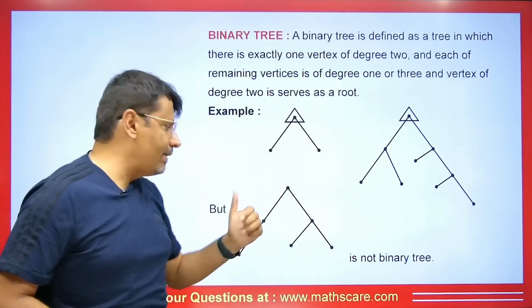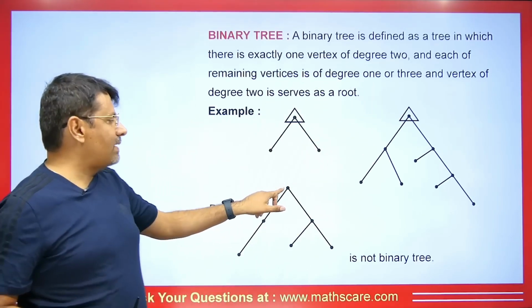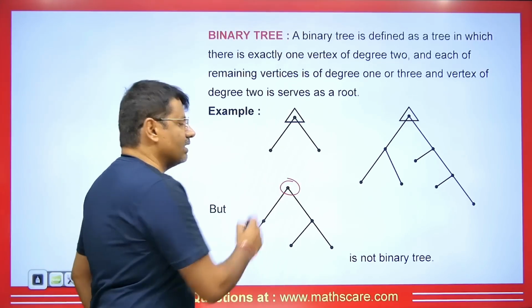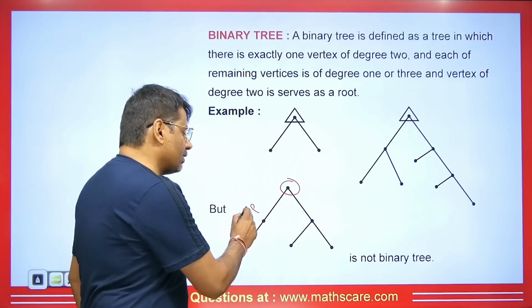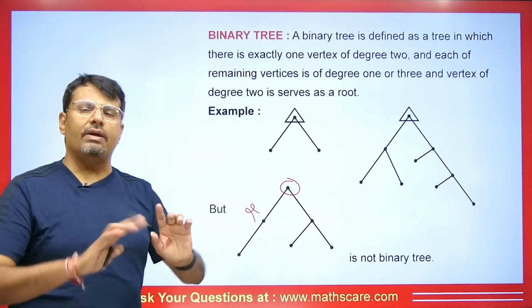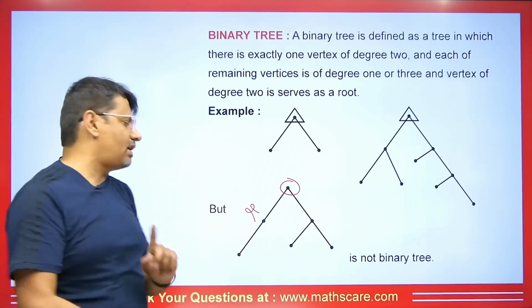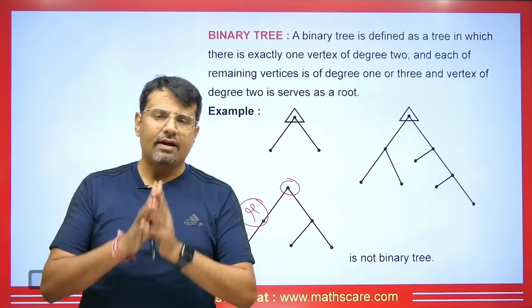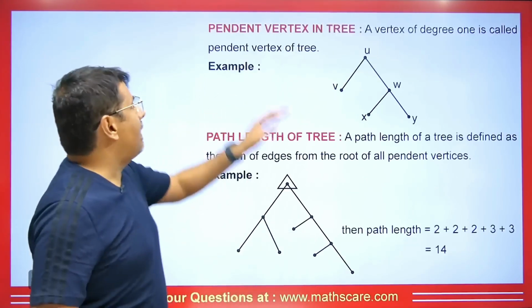Now look at this counter example. So what is the degree of these vertices? Pay attention here. If we talk about this, its degree is 2. Here its degree is also 2. What's the rule? It is that we should have this one degree 2 and the remaining degrees should be 1 and 3. But here we have another 2. So that's why this is not a binary tree. Clear? Moving on. We will discuss pendant vertex in a tree.